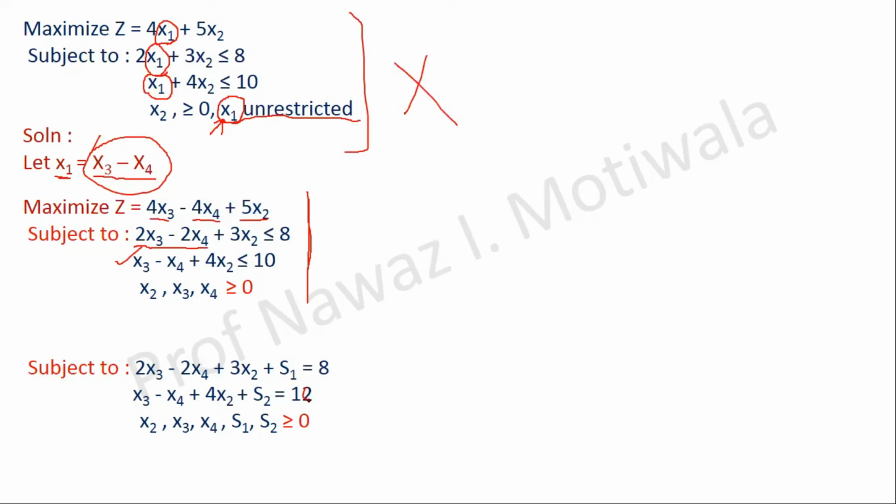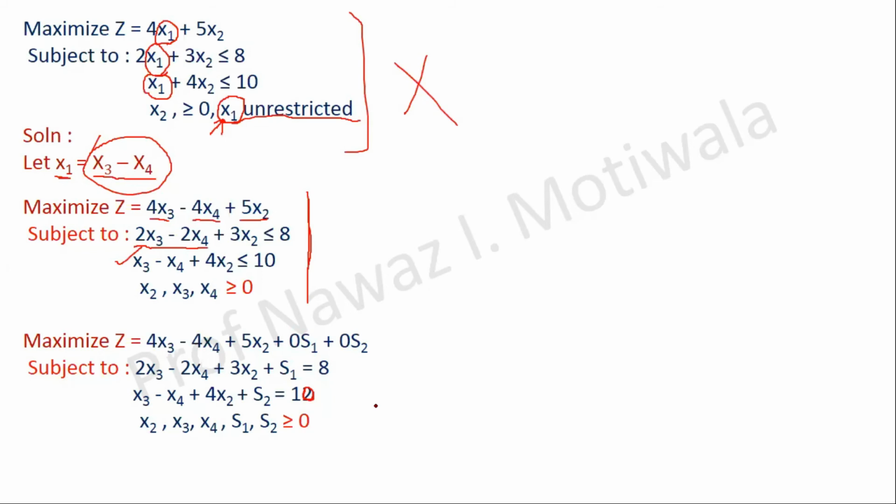This is 10. Okay. Now we have to make the corresponding changes in the objective function such that it does not affect the solution. So we introduce these variables in the objective function with a coefficient of 0. So I will get maximize z is equal to 4x3 minus 4x4 plus 5x2 plus 0s1 plus 0s2. Now with this set of equations, we have to proceed with the simplex table.